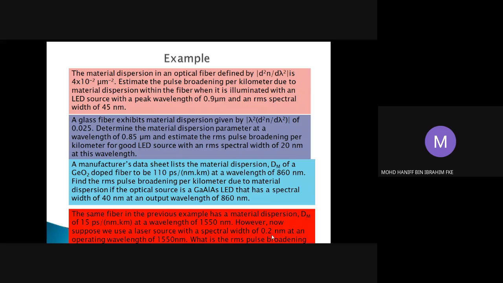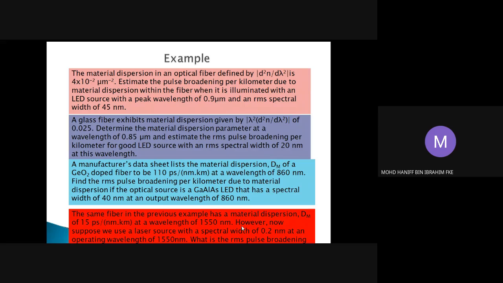Okay, and now there's a change whereby the laser source has a 0.2 nanometer spectral width at a wavelength of 1550 nanometer. So the question is, what should be the RMS pulse broadening per kilometer due to material dispersion in this case? Okay, all right. So again, basically the third and the fourth questions here are for us to understand what should be the effect of your spectral width on the value of pulse broadening or pulse spreading.